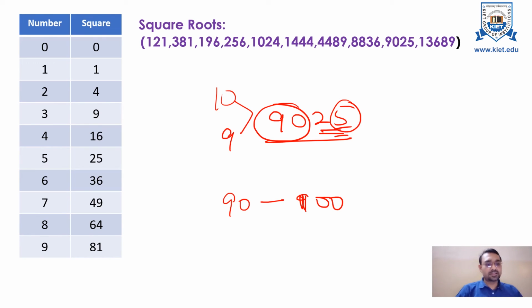The unit digit is 5. So how can you get the 5? You can get the 5 only from the square of 5. So you are left with only one choice, 95, and that will be your answer.